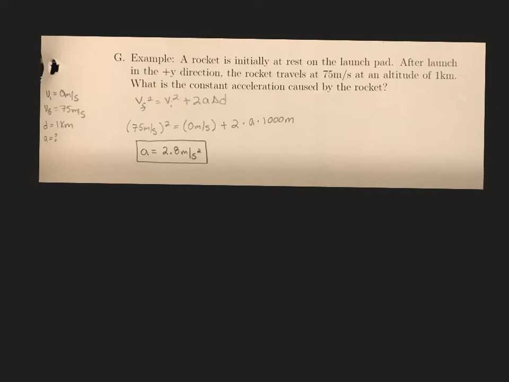In this video, we're going to look at the example: a rocket is initially at rest on the launch pad. After launch in the positive y direction, the rocket travels at 75 meters per second at an altitude of 1 kilometer. What is the constant acceleration caused by the rocket?